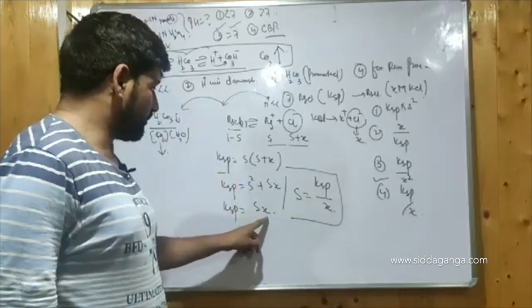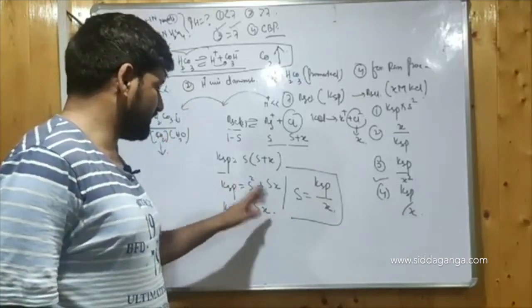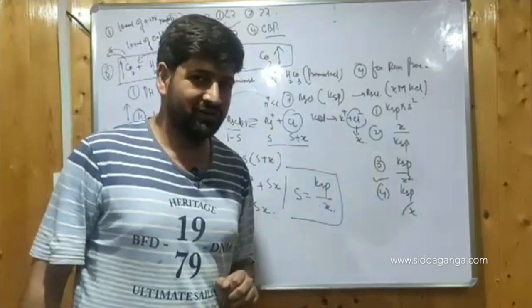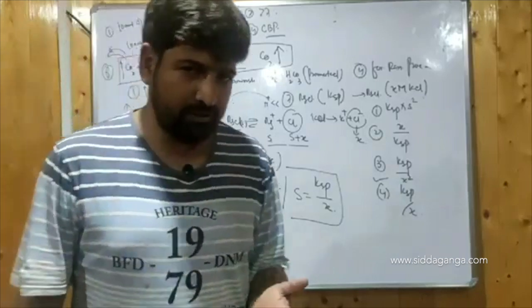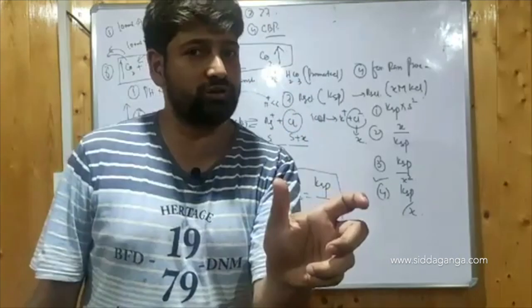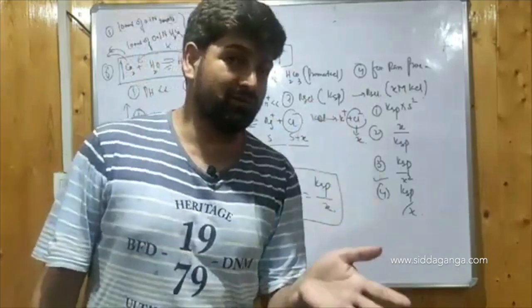So Ksp becomes equal to Sx. S will be equal to Ksp by X. So the correct option will be the fourth option. Did you follow it or not? Finding solubility means simply finding the amount of that ion. When you say that ion, it means the whole salt that is dissolved in the presence of the other ion.